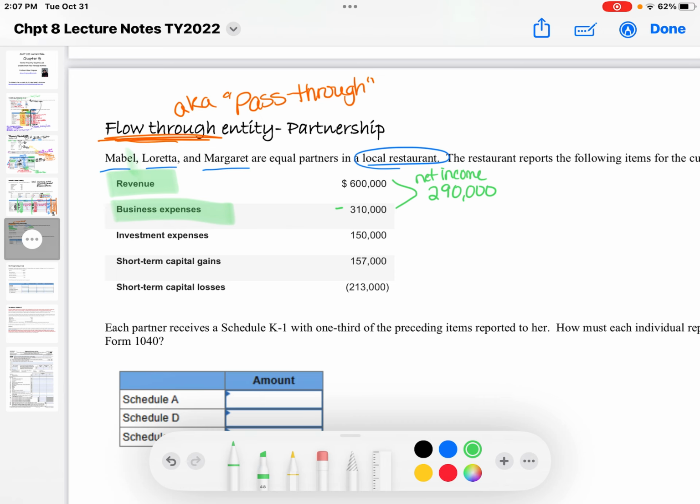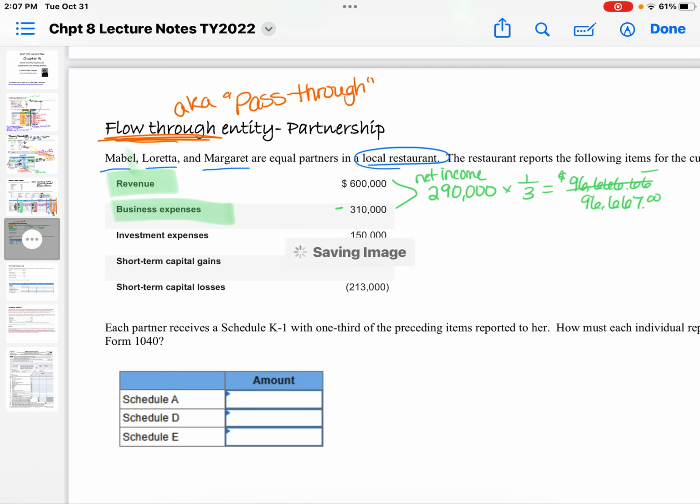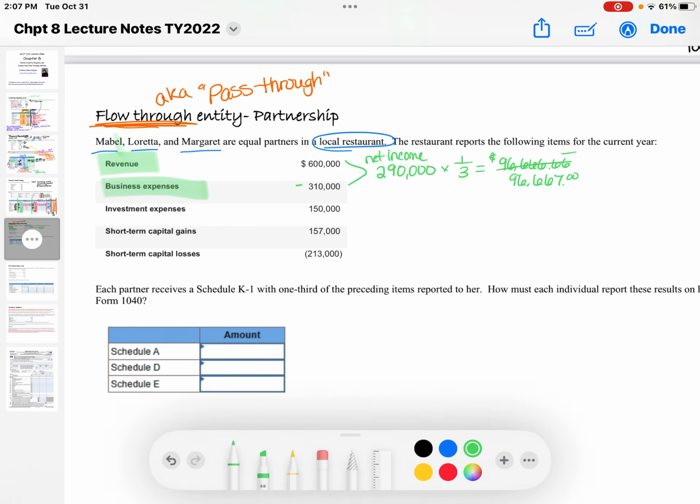So we receive the K1 kind of the same way we receive a W-2. So each one of these, Mabel, Loretta, and Margaret, are going to receive, if I multiply this by 1/3, a K1 that shows their portion. And it could be that they split it differently. In this case, they split it the same. We're going to round this number to 96,667.